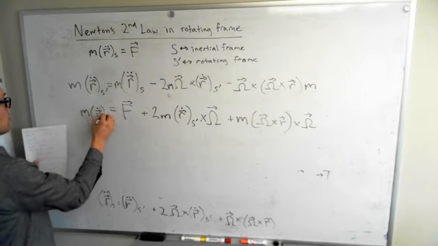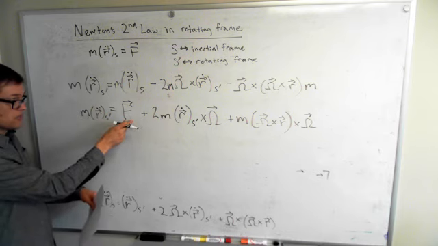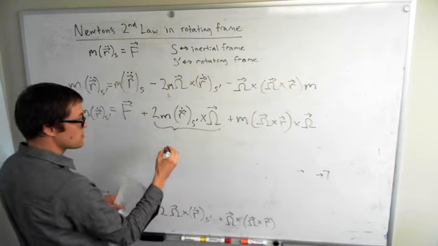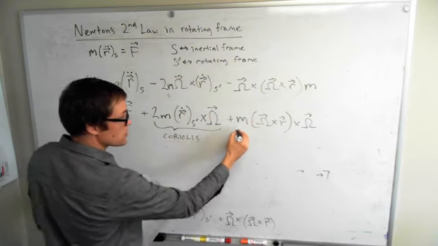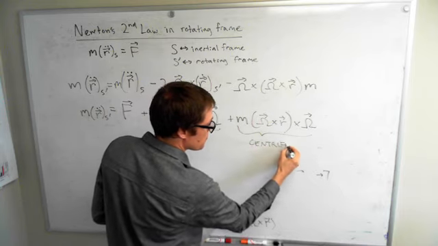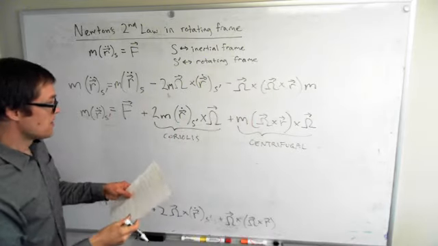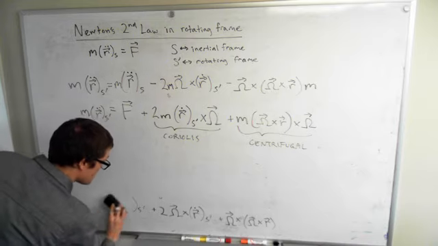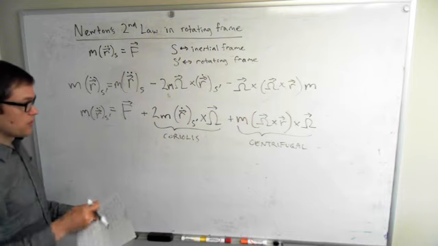Okay, so that is Newton's second law in the rotating reference frame. So ma equals F, so the real forces plus 2 pseudo forces. So this pseudo force is the Coriolis pseudo force. This one is the centrifugal pseudo force. Okay, so that's where I'm going to stop. And you can use this equation to do 9.20 in your homework.